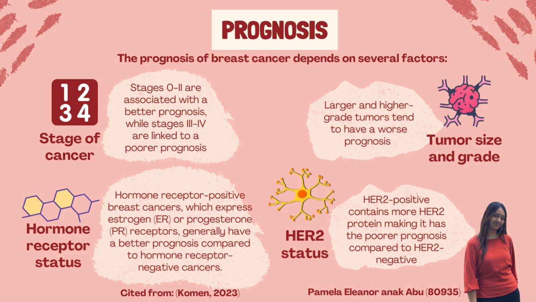Other than that, hormone receptor positive cancers that express estrogen or progesterone receptors grow more slowly and respond well to hormone therapies, leading to a better prognosis compared to hormone receptor negative cancers. Lastly, the HER2 status. HER2 positive cancers, which have high levels of HER2 protein, grow faster and are more aggressive, resulting in a poorer prognosis compared to HER2 negative cancers.